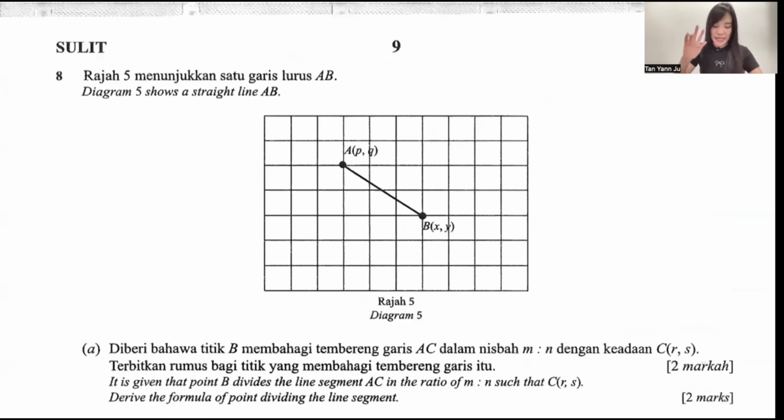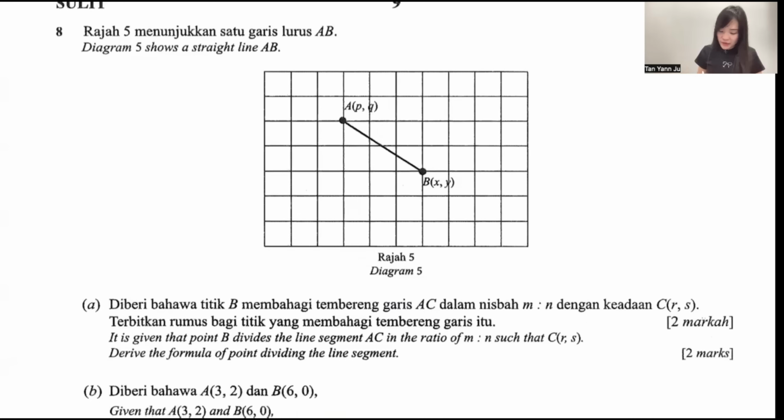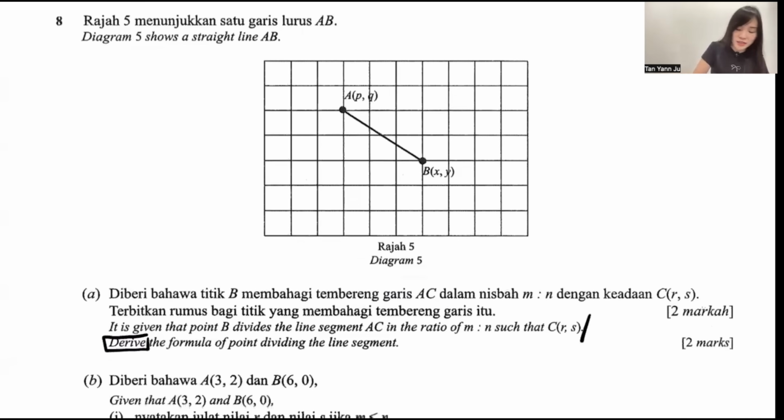Next, 8. Diagram 5 shows a straight line AB. Yep, I can see that. It's given that point B divides the line segment AC in the ratio m:n such that C is actually (r, s). Derive the formula of a point dividing the line segment. They give you 2 marks. So guys, this question is under Form 4, Chapter 7, yes, coordinate geometry, okay?